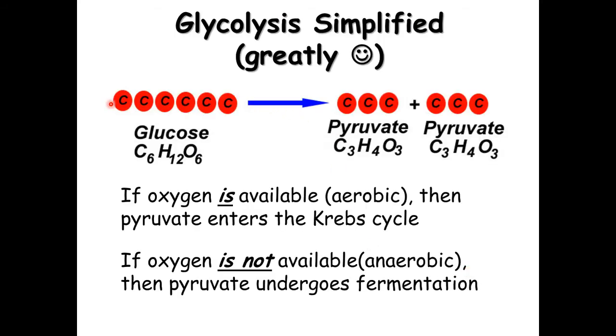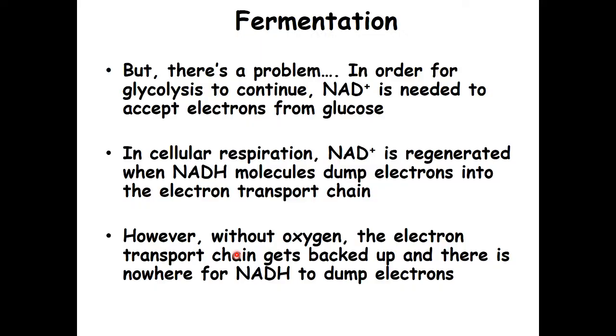So remember, in glycolysis, you start with 6 carbon here, right? And then after glycolysis, you split it up into 2 molecules of pyruvate. Each one is 3 carbon. Now, if oxygen is there, then go into, of course, mitochondria, go through all the rest of the steps. But what if oxygen is not available? So let's take a look. If oxygen is not available, then you have a problem, right?